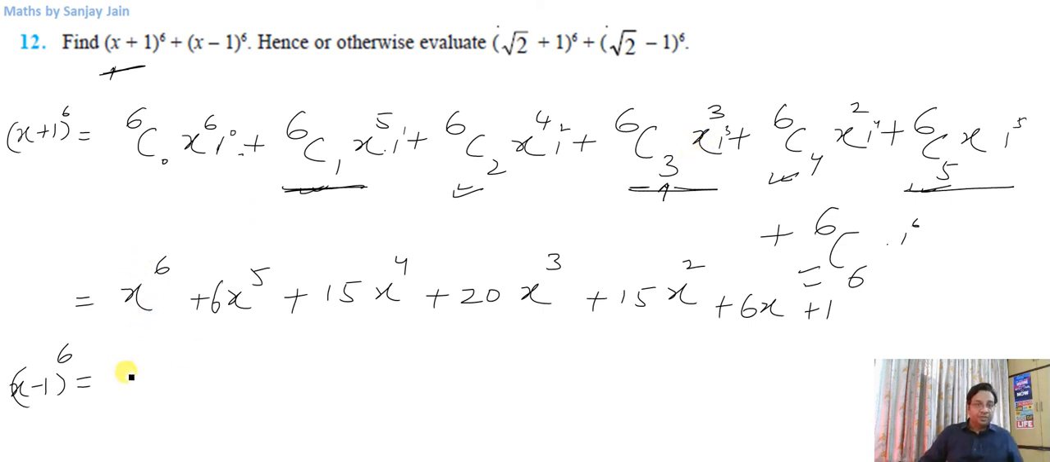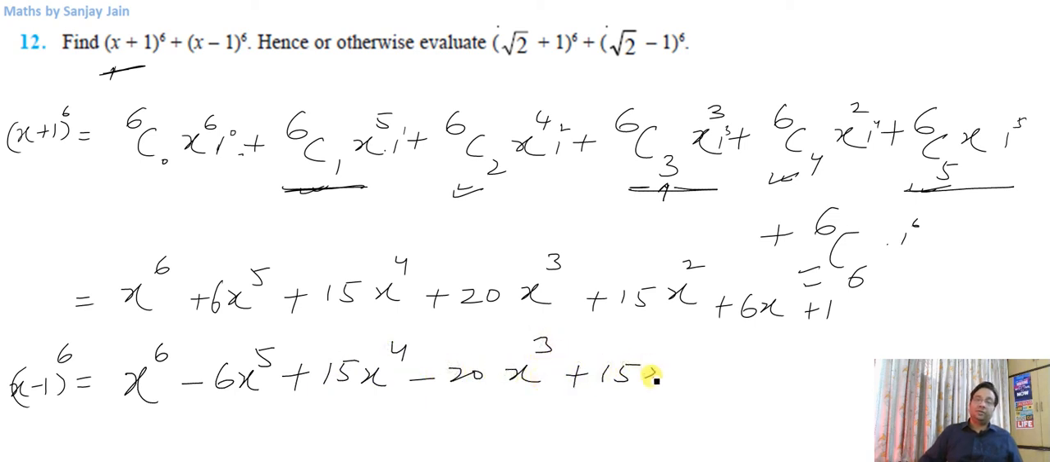So let me write these terms. x raised to power 6 minus 6x raised to power 5 plus 15x raised to power 4 minus 20x raised to power 3 plus 15x squared minus 6x plus 1. I hope I haven't made any mistake. 6c0 is 1, 6c1 is 6, this is 15, this is 20, this is 15 again, this is 6, this is 1. It seems okay. So now I have to add these.